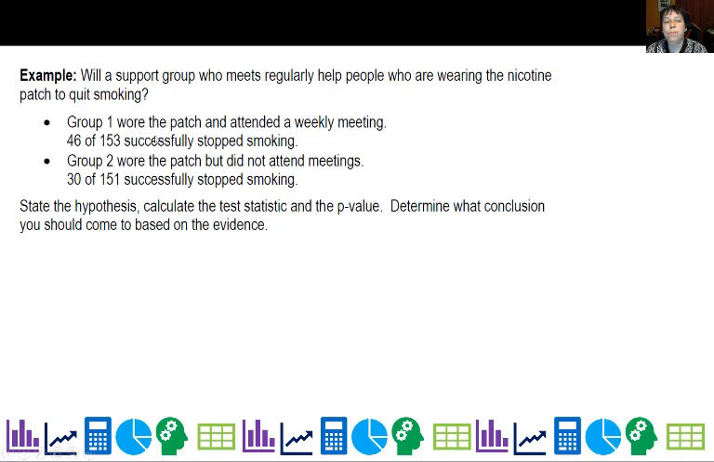So I'm going to say that the initial hypothesis is that there's no difference in the proportions. Now I'm trying to see if doing the support group helps. So that means that the proportion of people who did the patch and the support group should be higher than the group 2 proportion. So that difference should be positive.